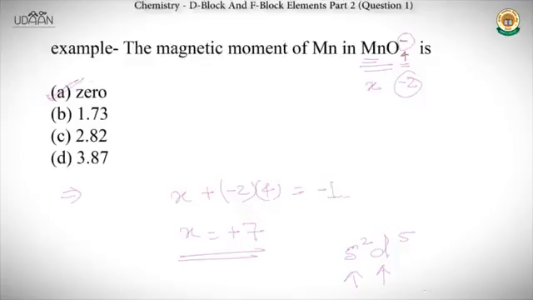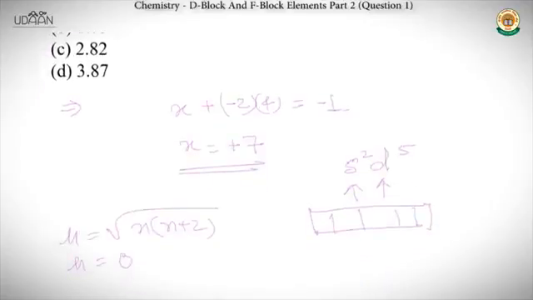So in this question we have to just find the electronic configuration, then the oxidation state, and then draw the orbital diagram. In this case n, the number of unpaired electrons, comes out to be 0. So the magnetic moment is root of 0 into 0 plus 2, that is 0 Bohr magneton.